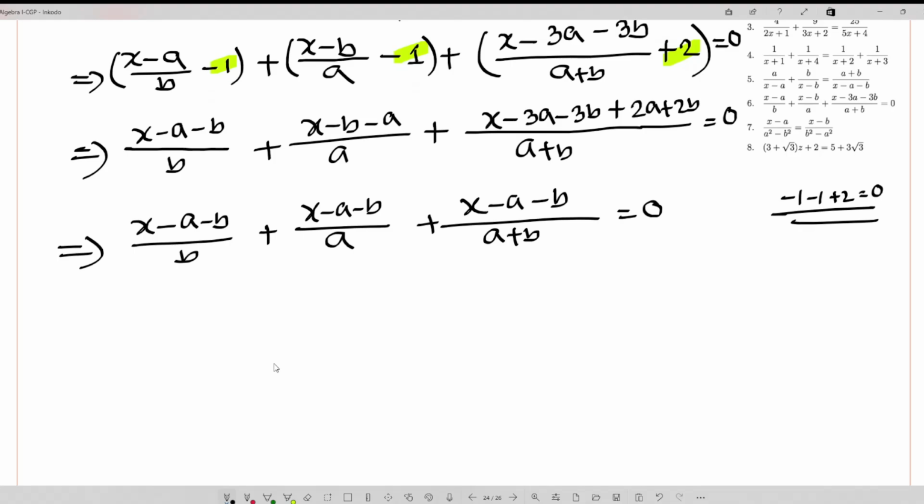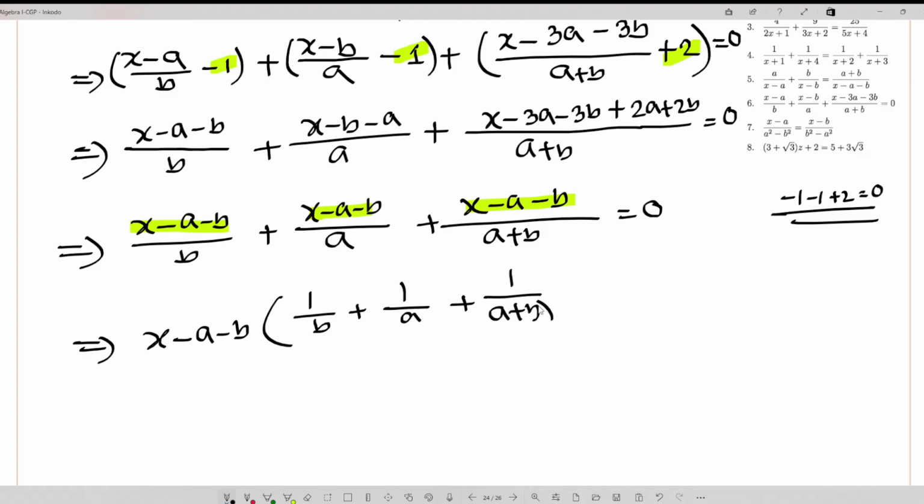Now look, every numerator will be x minus a minus b, x minus a minus b, x minus a minus b. So naturally we can take x minus a minus b common. So here is 1 by b plus 1 by a plus 1 by a plus b equals 0. So we can write x minus a minus b equals 0. So this one we can cancel out.